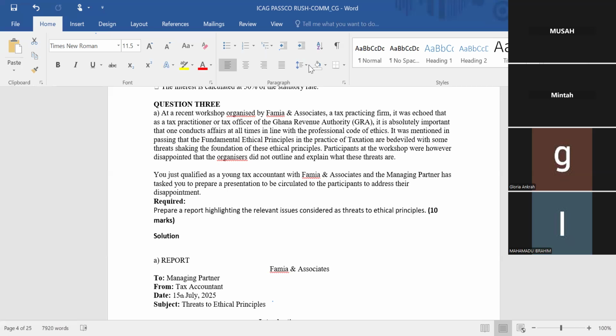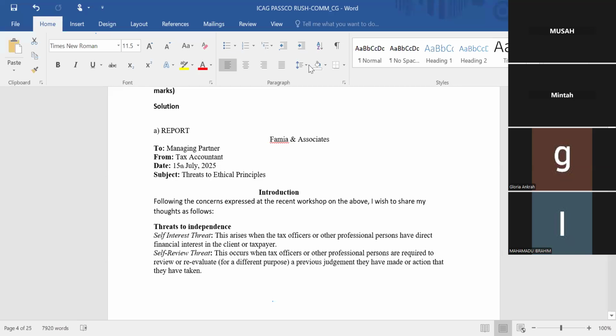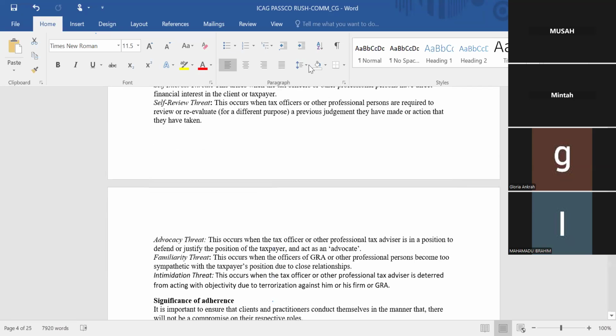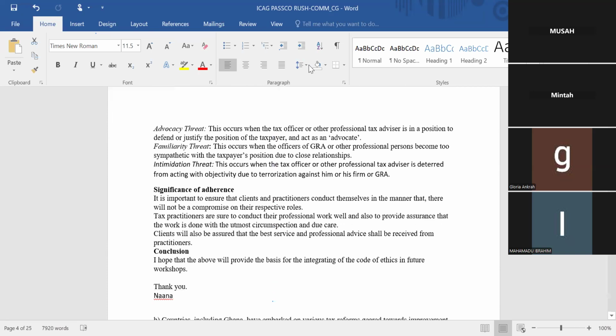Very simple. So for the format, we already know. For threats to independence, we're looking at the self-interest threat, the self-review threat, the advocacy threat, the familiarity threat, and the intimidation threat. So these were some of the things that we were supposed to look at.